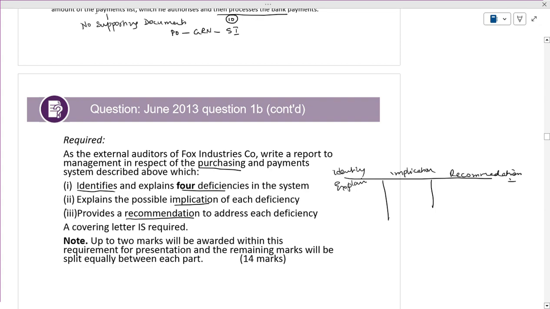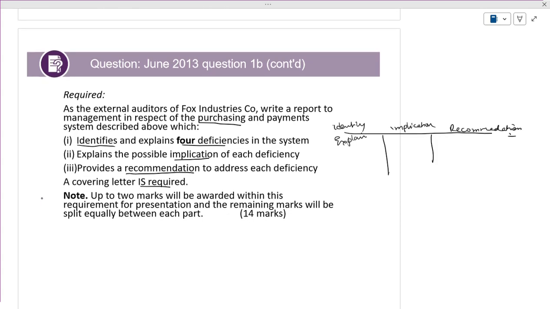Fine. A covering letter is required. If they ask, you have to mention it. Now, how many do they say? They say 4. Is it right? 4 means 1, 2, 3, 4. For each they have given 1 mark. Here 3, here 3, here 3, here 3. 12 marks. And 2 marks are for presentation. How many marks are there? 14 marks.